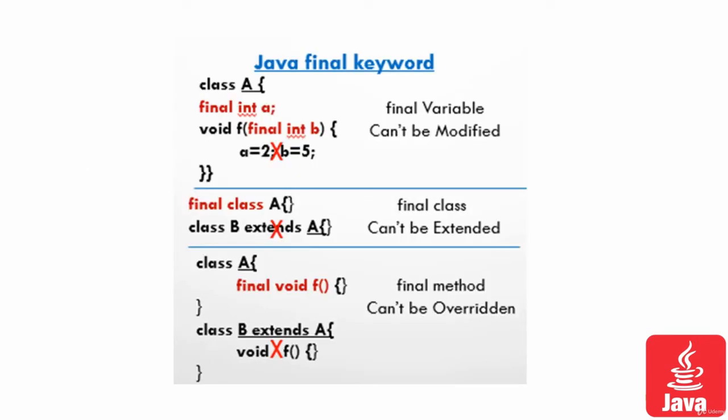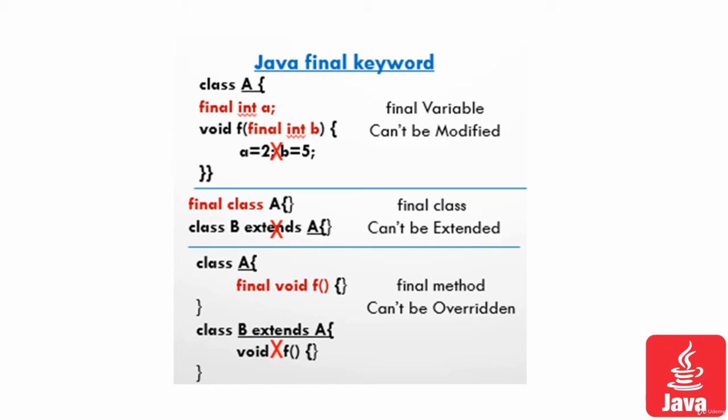So here is a scenario where we can use it in different cases. First case: a final variable cannot be modified. We have a class called A. We have a final variable called a, small a, of type integer, and we have also declared b as a final variable. So we cannot change or modify the value anytime in the future once it's declared.